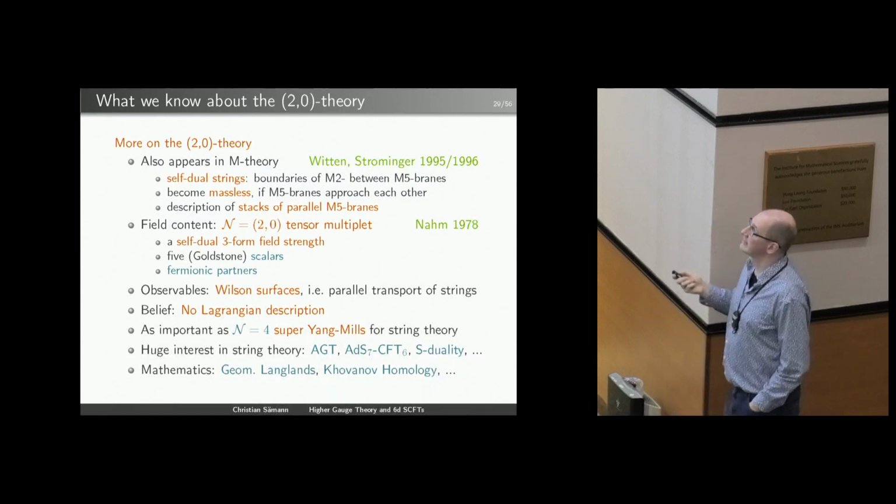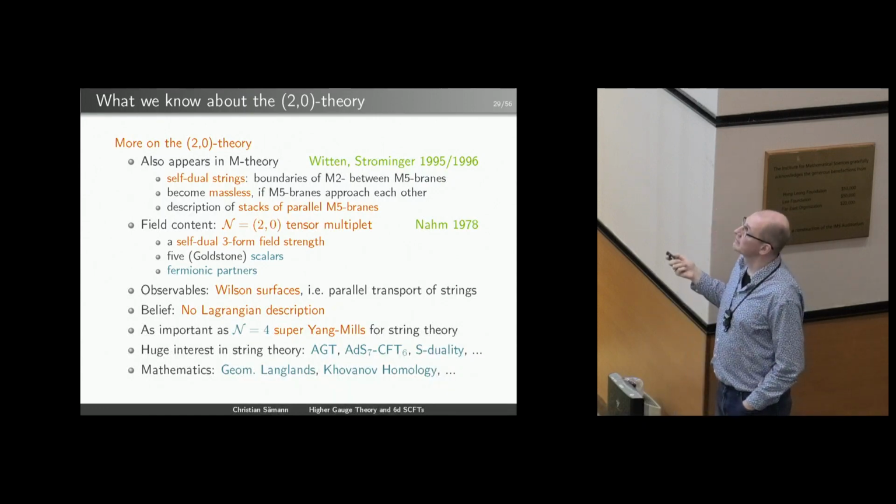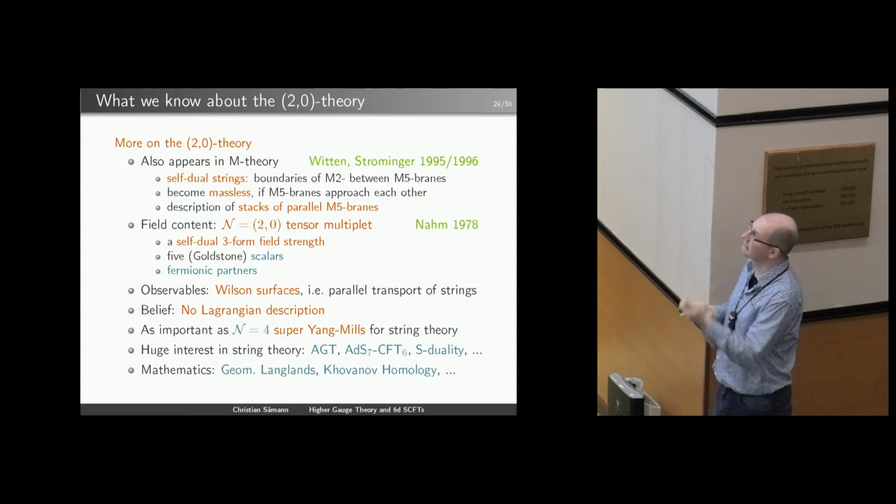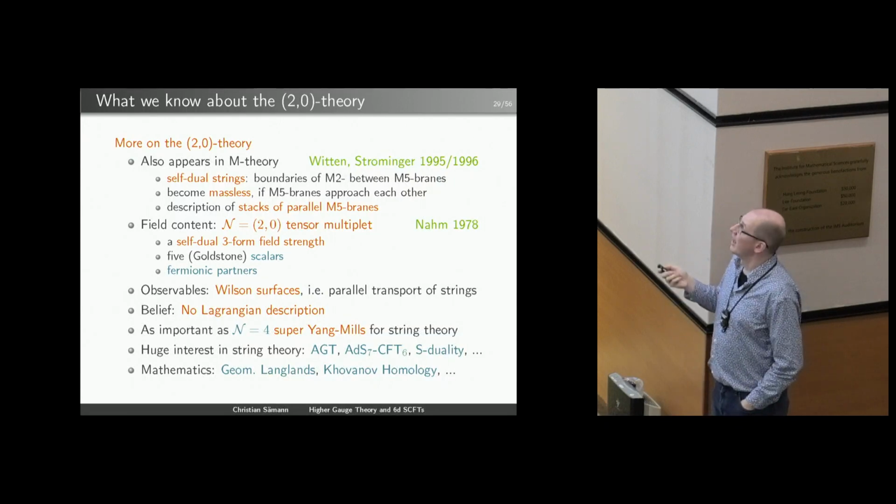So what do you get? You have these self-dual strings. They are boundaries of the M2 branes between the M5 branes. They become massless if the M5 branes approach each other, right? So if they're separate, they have mass. If they approach each other, if they're on top of each other, they become massless. And yeah, so it should give you a description of stacks of parallel M5 branes.